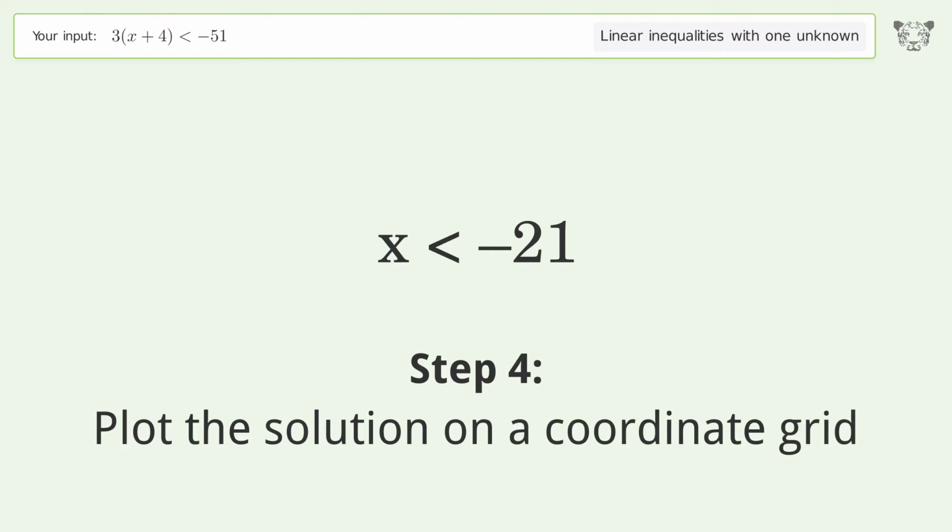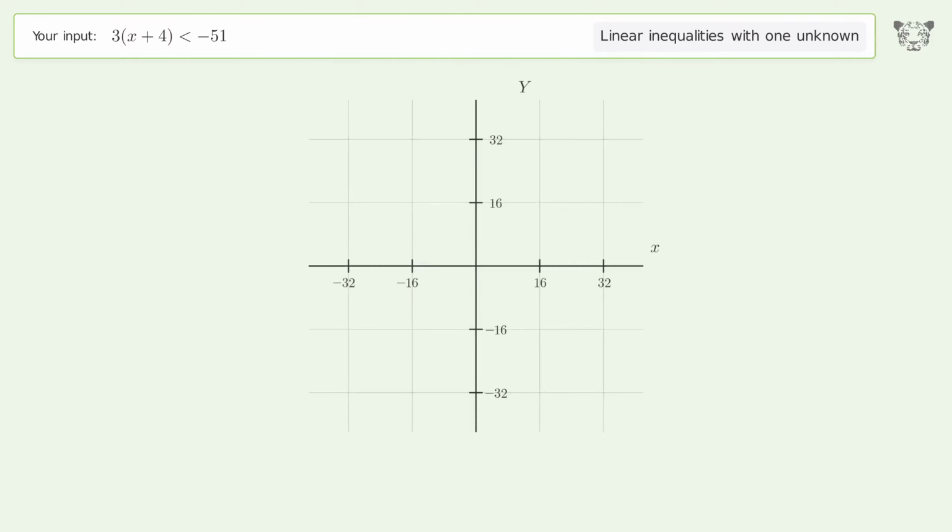Plot the solution on a coordinate grid. And so the final result is x smaller than -21.